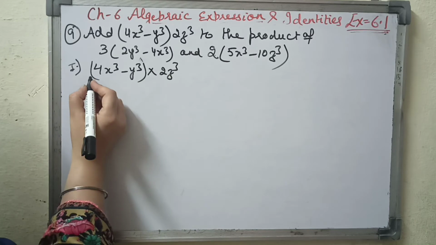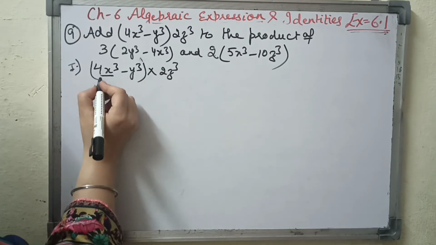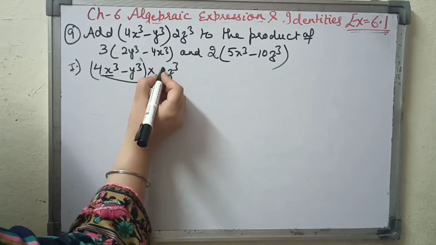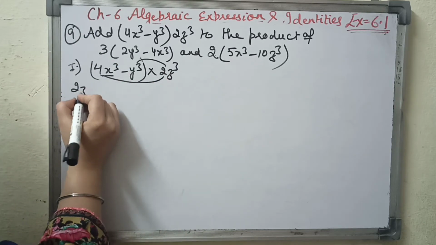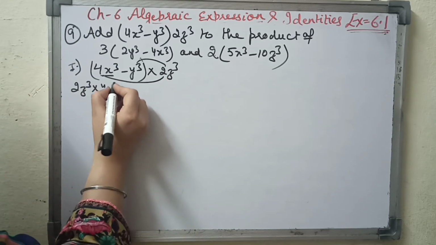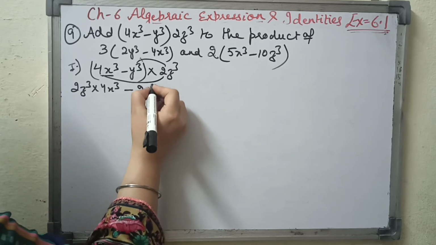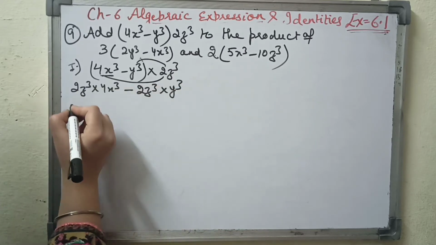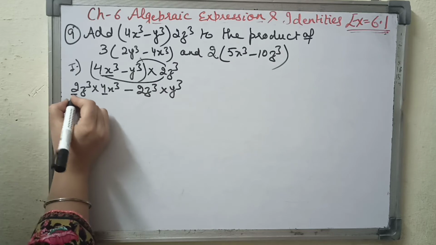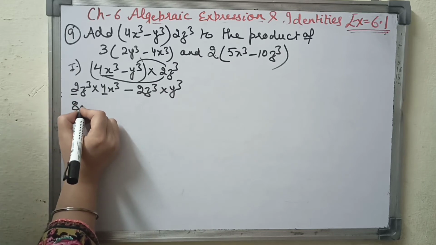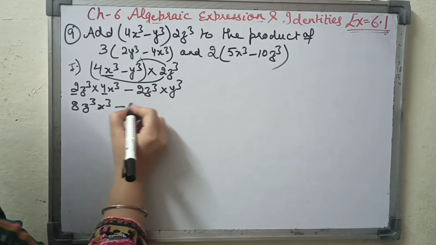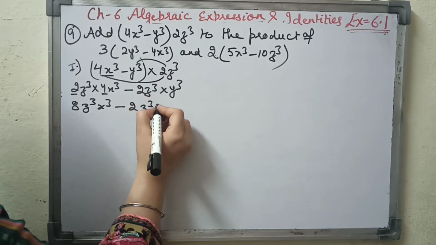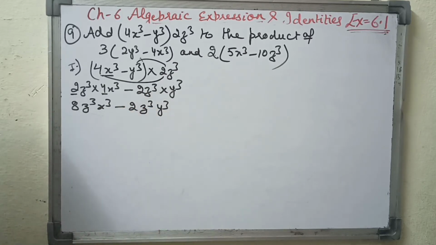Now multiply 2z cube with 4x cube like this, and 2z cube with y cube. 2z cube multiplied with the 4x cube minus 2z cube multiplied with the y cube. Multiply the constant terms, that is 2 4s are 8, and here it is z cube x cube. Again minus 2, this becomes z cube y cube. This is your first term.